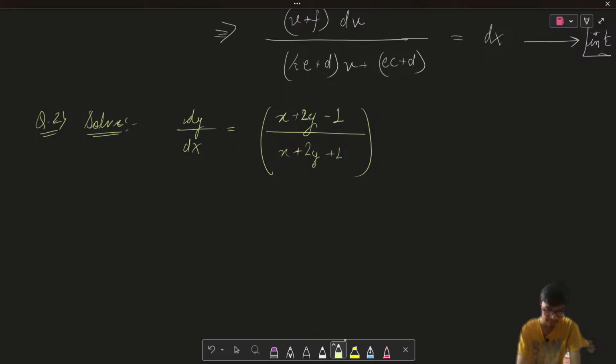Please try to solve this question and tell me the general answer. What will be the general answer? Please try to solve this problem and tell me the general solution.